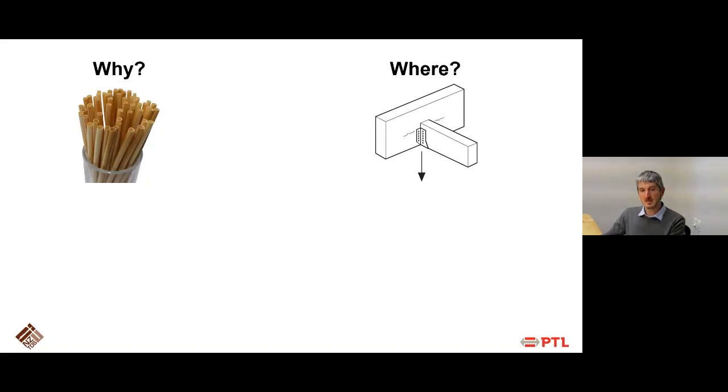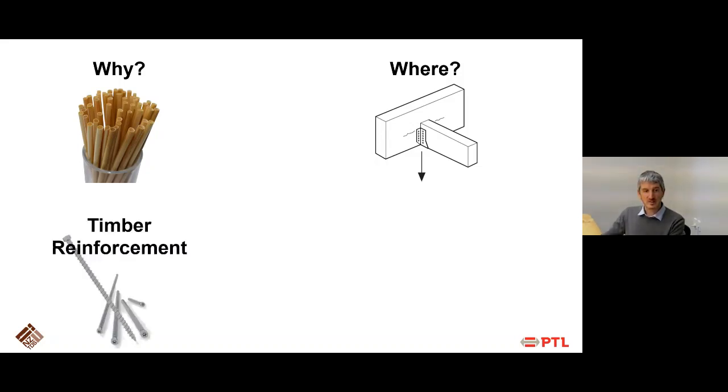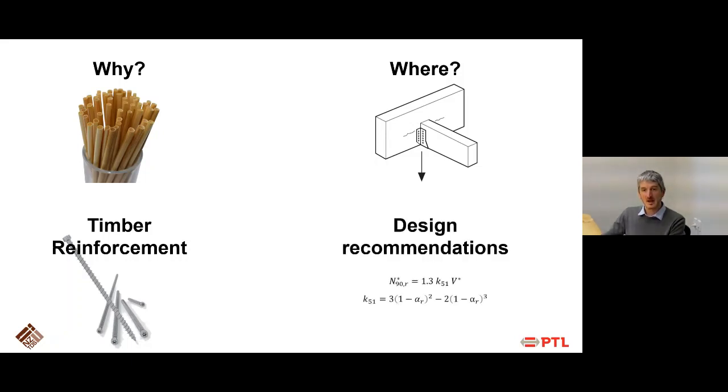We've seen where this is typically happening: notches, penetrations, connections perpendicular to grain, as well as multiple fasteners in a row, moment-resisting connections, and compression perpendicular to grain. We have seen that there are different ways to reinforce this, either with fully threaded screws, glued-in rods, or glued-on panels, and to a lesser extent, steel plates. And we've seen some design recommendations of how we can determine the demand.